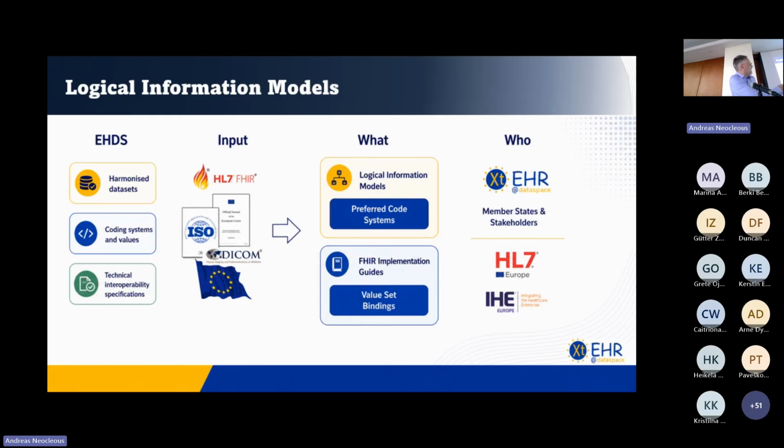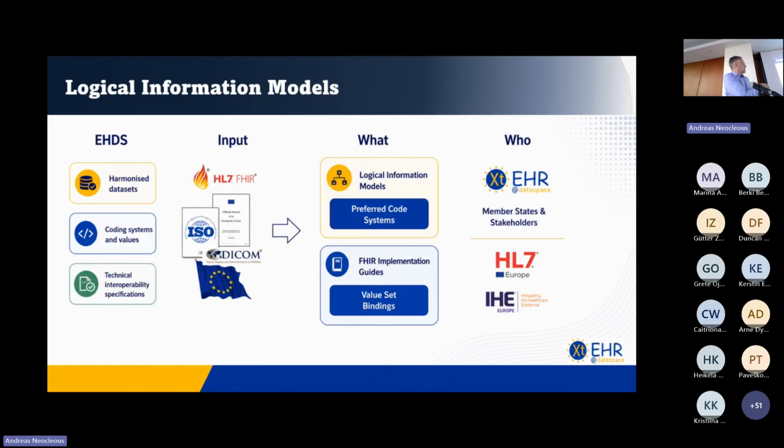Yellow border there means that corresponding to the harmonized data set in the regulation, we developed what we call logical information models. Corresponding to technical interoperability specifications, there were FHIR implementation guides. This should really be green, this border. I'm not sure it is, but you have to imagine.